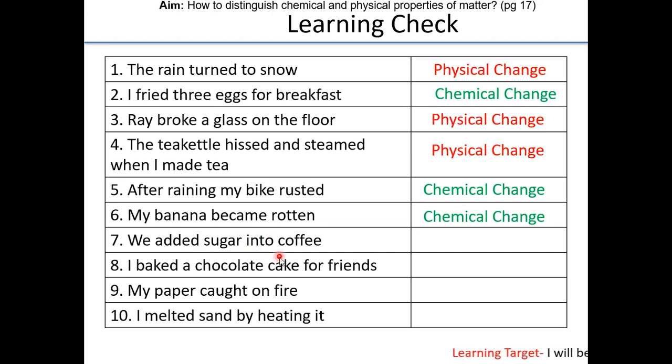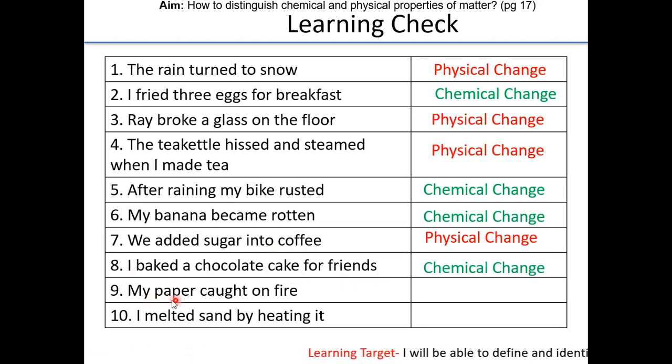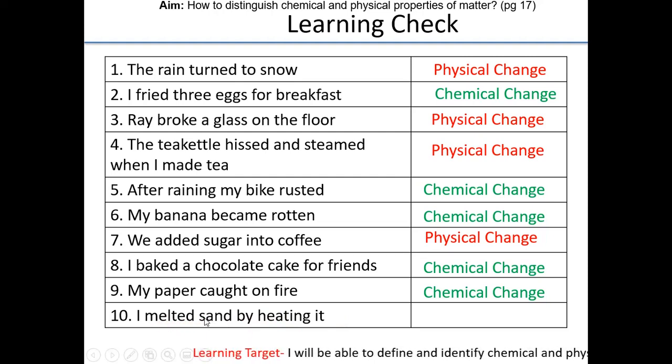We added sugar to coffee. So sugar will dissolve in the coffee. That's a physical change. I bake a chocolate cake for friends. Bake is a chemical change. My paper caught on fire. That is a chemical change. I melt the sand by heating it. Melting is a physical change.